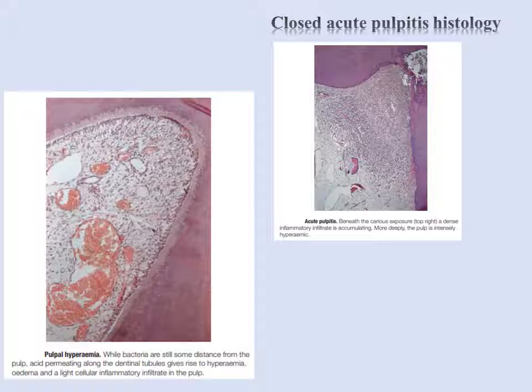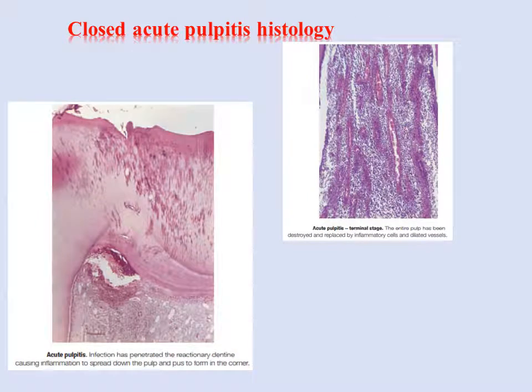So these are the early stages of pulpitis. Then at a later stage, if you follow here, the infection has penetrated through the reactionary dentine towards the pulp horn, with pus formation and abscess formation, limited by granulation tissue formation. At a later stage, the entire pulp is destroyed and replaced by inflammatory cells and dilated vessels. Okay.